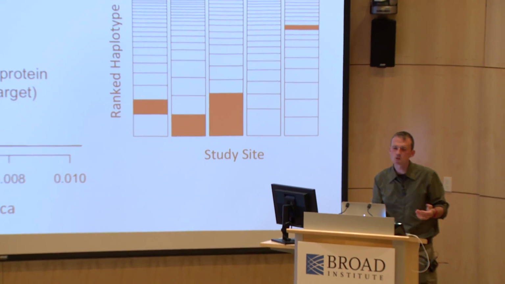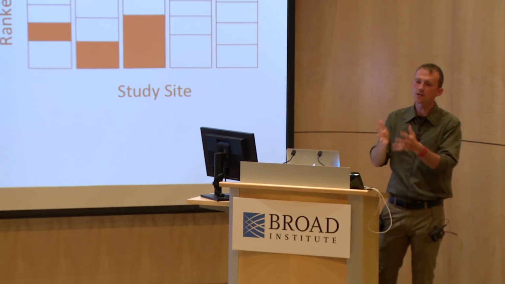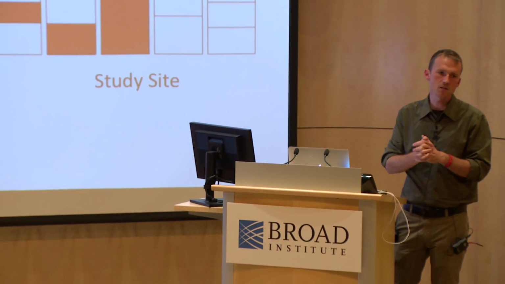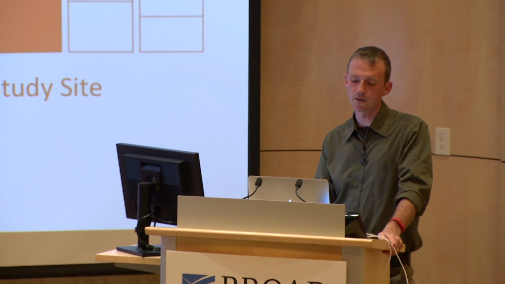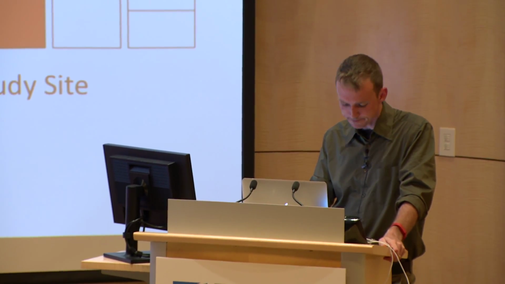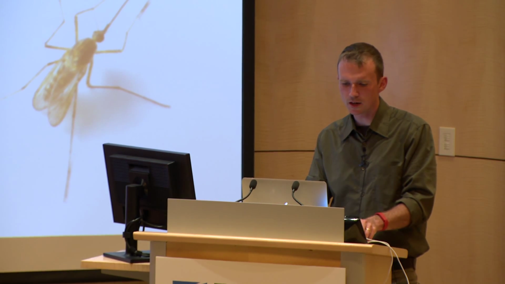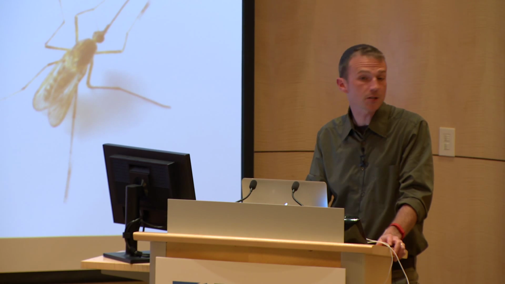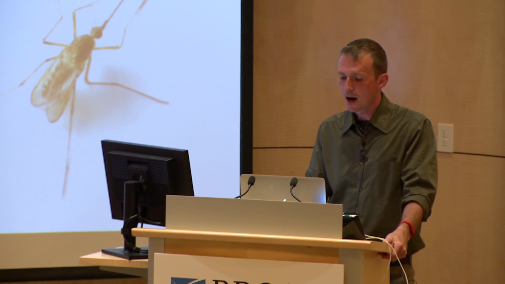So we can use genomics to try to find good targets for vaccines and also try to understand in which settings those vaccines might be most effective by profiling the variability of those vaccine targets in those populations. So that's drugs and vaccines. I'm going to talk briefly about vectors, because mosquitoes are an important component of this equation.